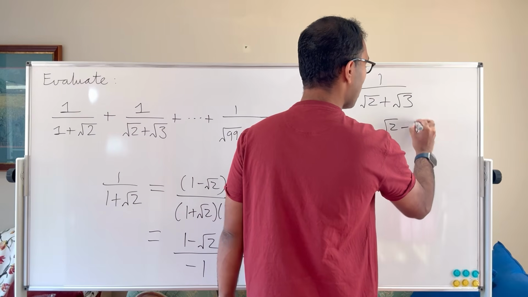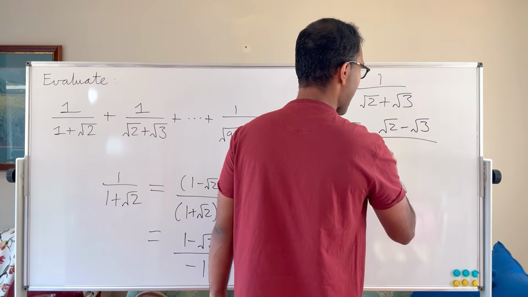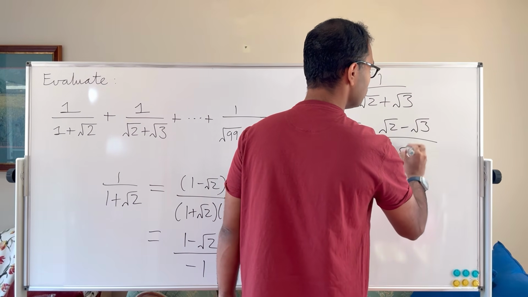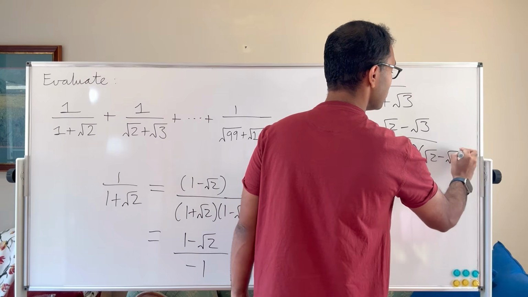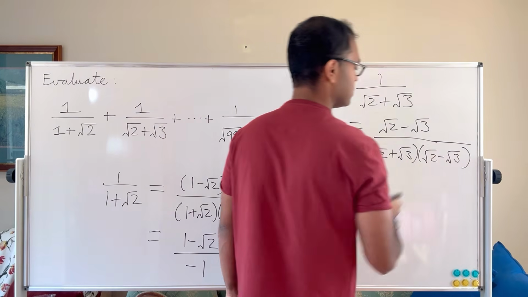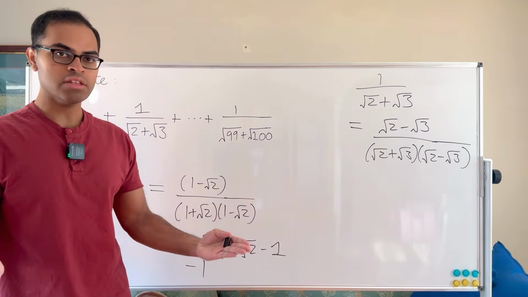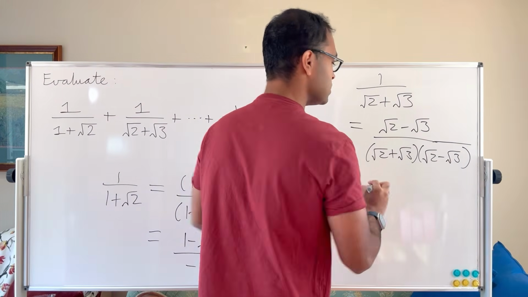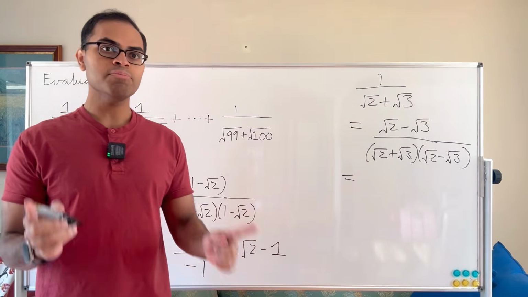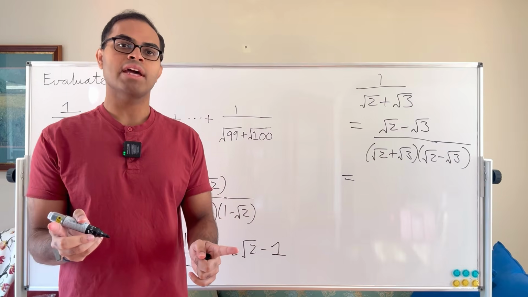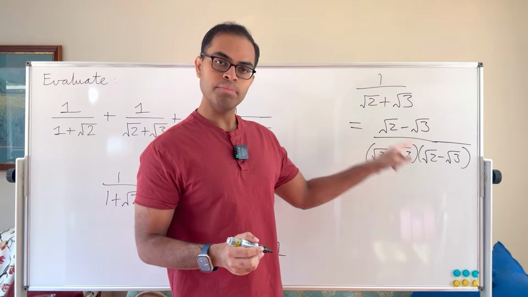So we multiply the top by root 2 minus root 3, and we also multiply the bottom by root 2 minus root 3. And of course, when we do that, we're just multiplying by 1 because this technically cancels off. So we're not changing the fraction, but what we are doing is we're simplifying the denominator. A minus b times a plus b is a squared minus b squared. So a is root 2, b is root 3.